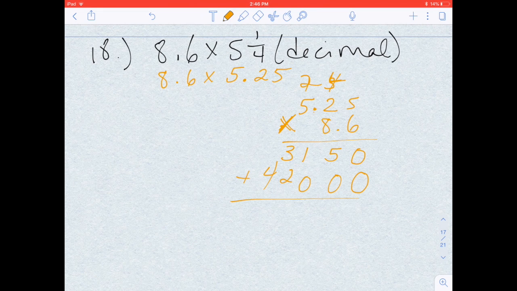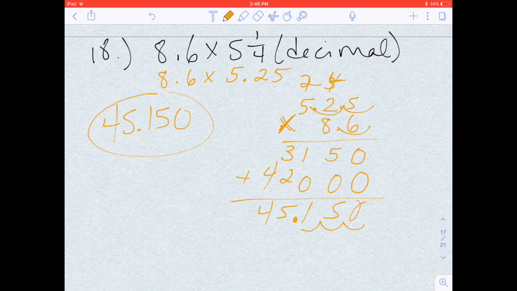And I add them up, and I get, I'm going to put my decimal here because it's 3 numbers. I have to have 3 numbers after my decimal, right? 1, 2, 3. So the answer is 45.150, or if you wanted to, you could leave that 0 off. As long as you have that or 45.15, that works. I'm very concerned where your decimal is, though. Make sure your decimal is in the right spot.